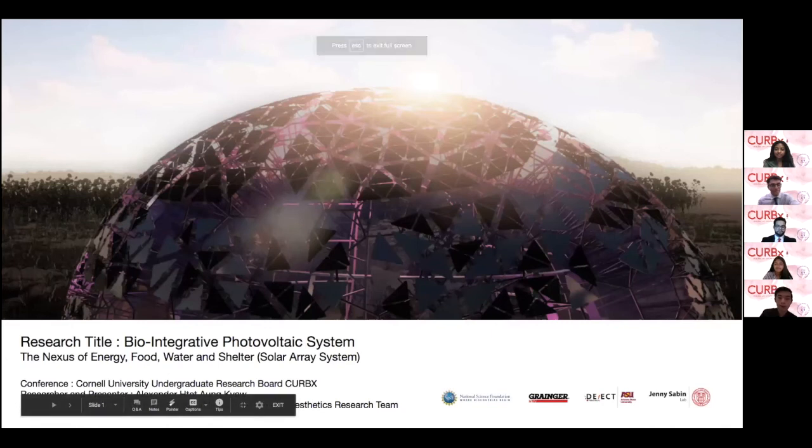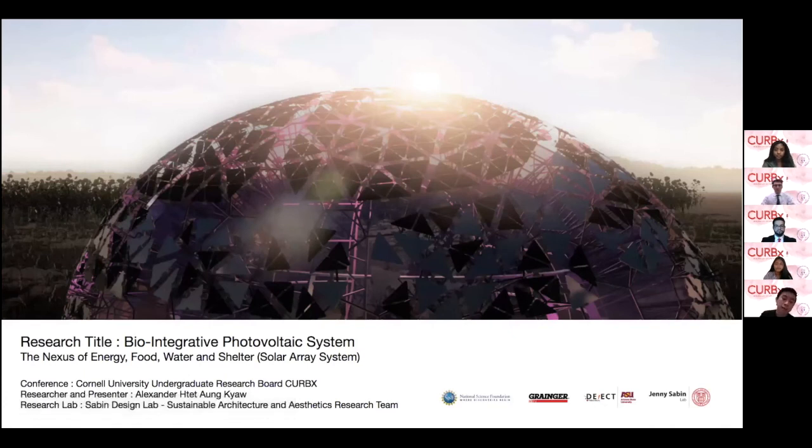Okay. Yep. Thank you. So my research is on sustainable architecture and aesthetics. The research title is Biointegrated Photovoltaic System, and the idea is to integrate energy, food, water, and shelter into a solar array system. The research is conducted in the Sabin Research Lab in the Architectural Department, and it's funded by the National Science Foundation, Granier Foundation, and it's in collaboration with the DFAC lab in Arizona State University for fabrication of solar panels.